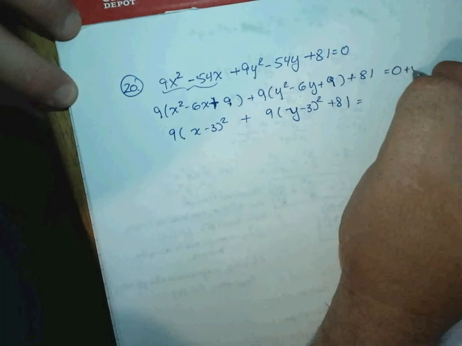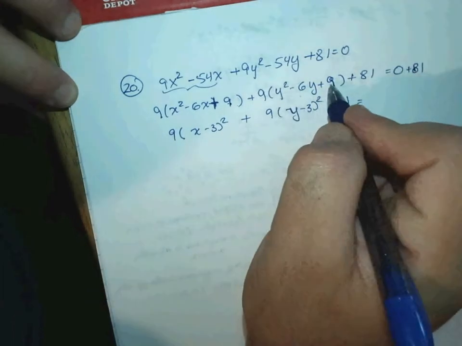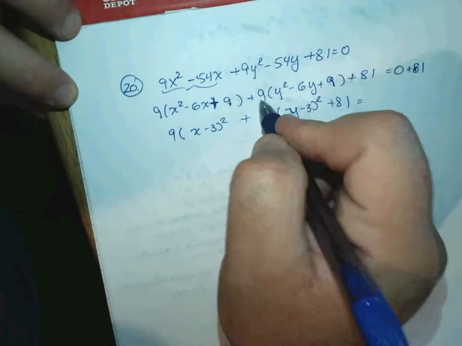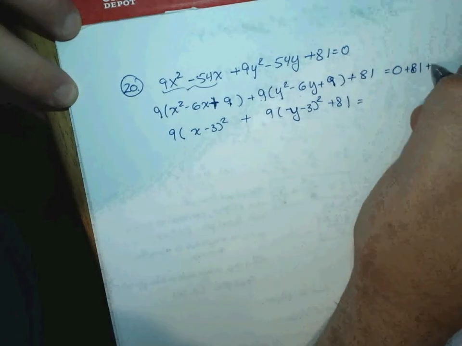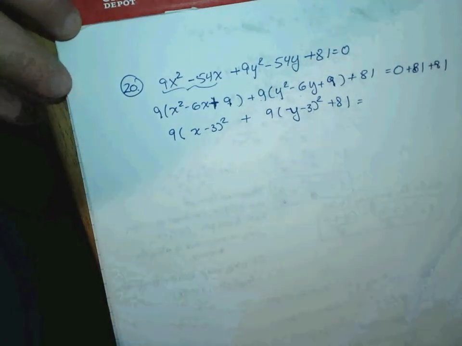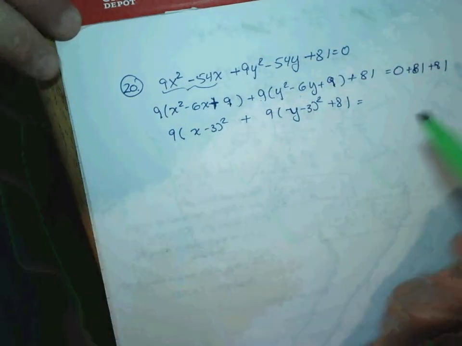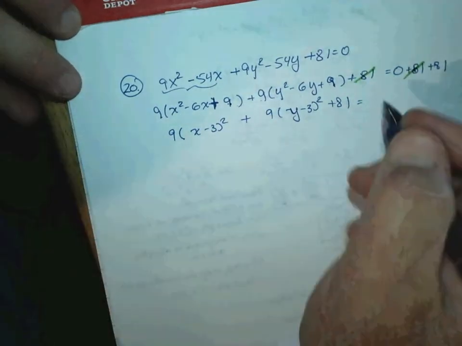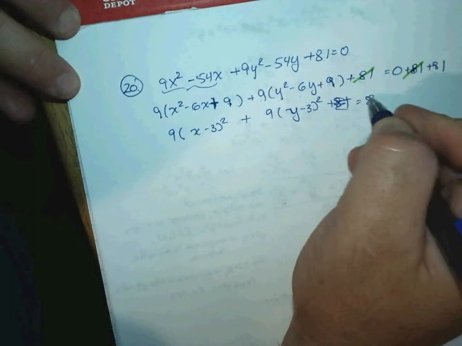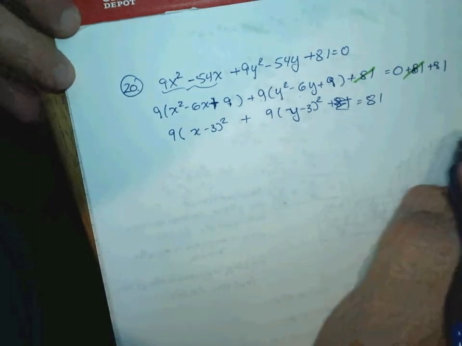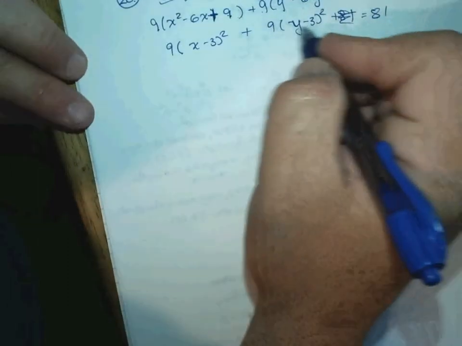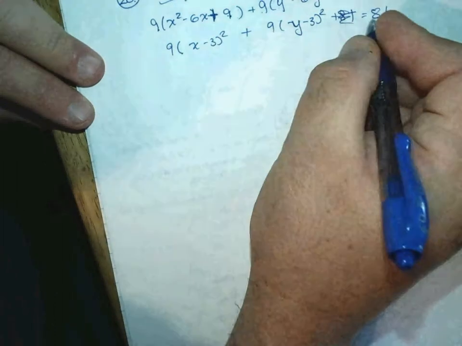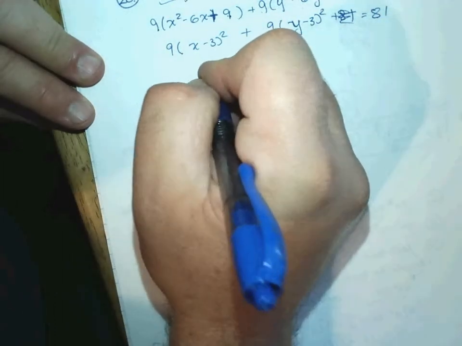But when I added 9 here, I didn't add 9 to the left, I added 9 times 9, or 81. Same thing here. When I added 9 here, I added 9 times 9, or 81. So I have to add that to the right-hand side to balance it. Now you'll notice you have an 81 on the left. You can cancel that with one of the 81s on the right, and that leaves just this 81 on the right-hand side.